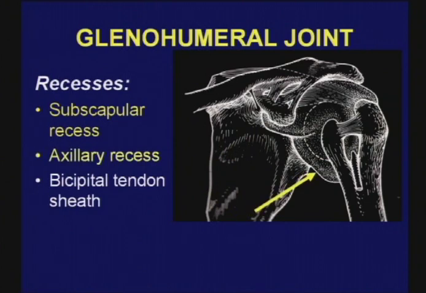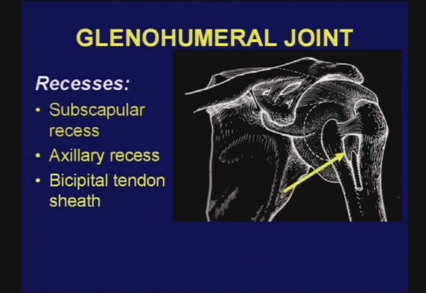The second area is the axillary recess, sometimes called the axillary pouch. This hangs down like a dependent sac from the major portion of the joint. Its borders are bands of the inferior glenohumeral ligament complex. We'll talk a bit more about injuries to the axillary recess or sac later on today.